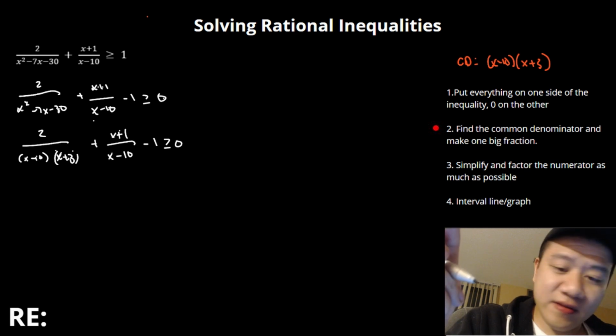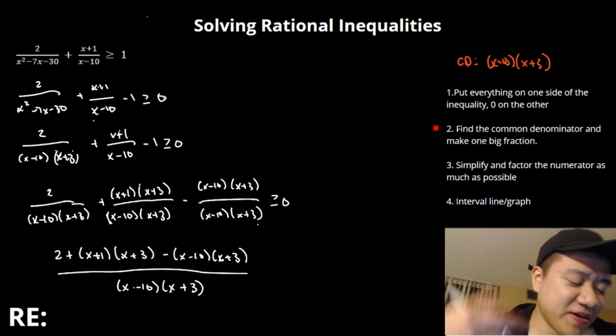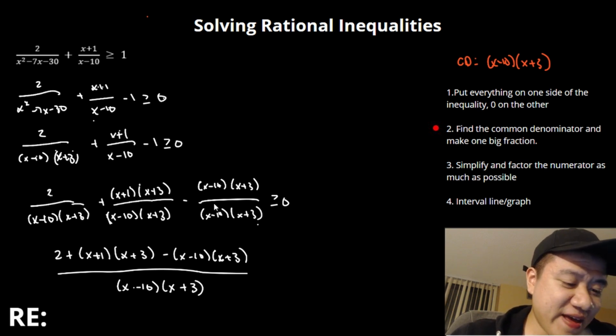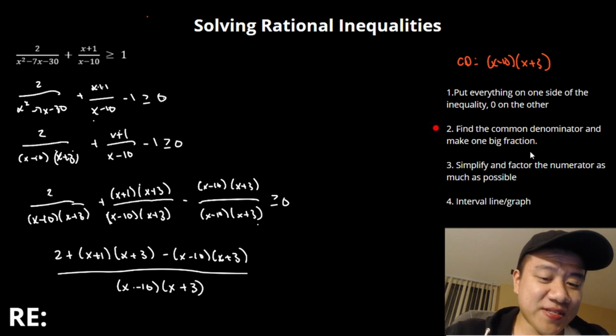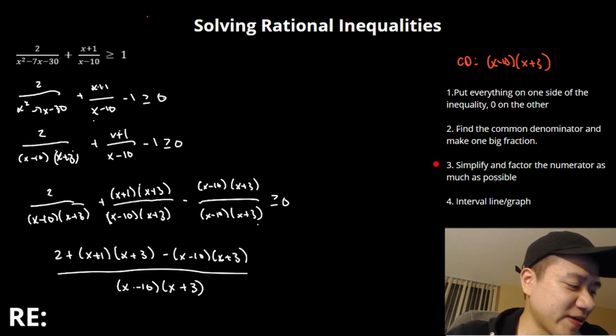Nice. So we're back. I just kind of did all the grunt work over here, changed all the fractions so now they have all the same denominator. And now we're able to create one big fraction. So we're ready for step 3. So step 3 is we just have to simplify and factor the numerator as much as possible. So over here, what we're going to do is we're going to expand all of this stuff. That way we can collect all the like terms and see if we can factor it. Okay, so let's do it.